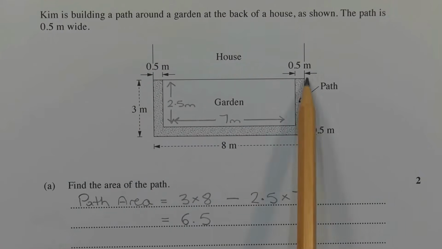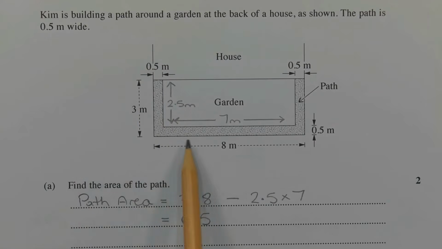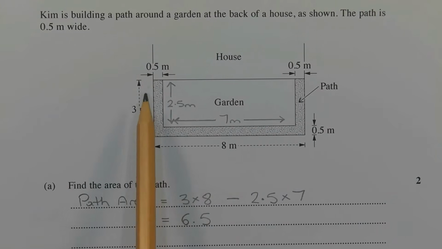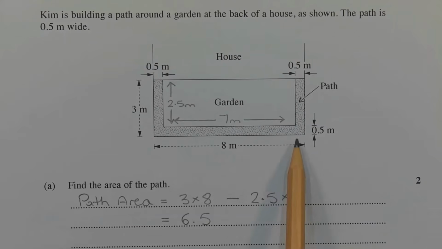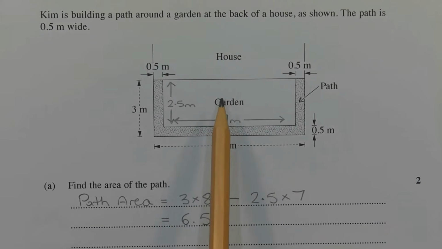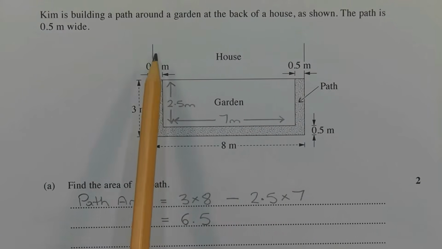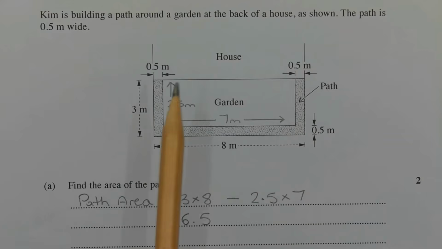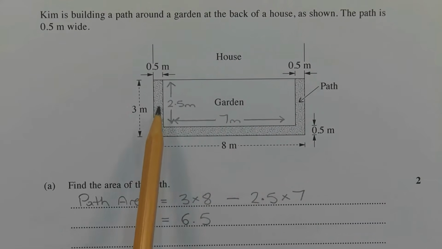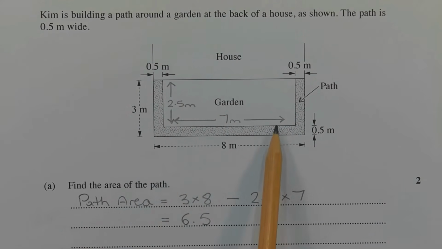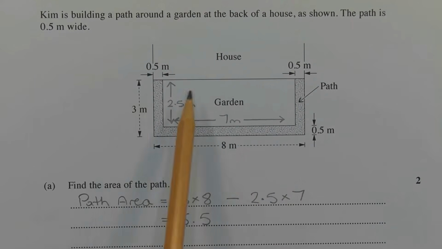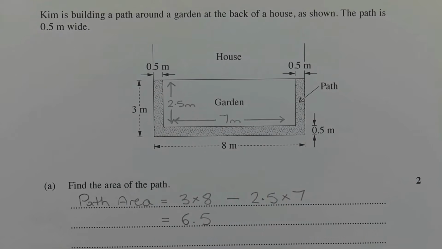The area of the path is the difference between the area of the large rectangle and the area of the small rectangle which represents the garden. Now the dimensions of the large rectangle are 3 meters by 8 meters. The dimensions of the garden, when taking into account the width of the path, so subtracting the width of the path from the dimensions of the large rectangle, are 2.5 meters by 7 meters. So the difference between these two areas will give us the area of the path.